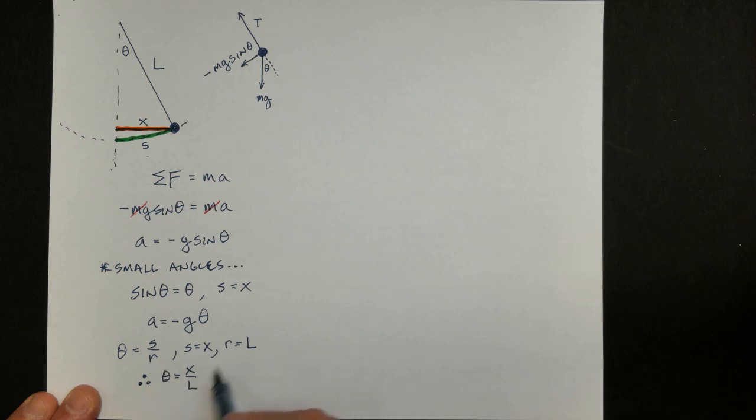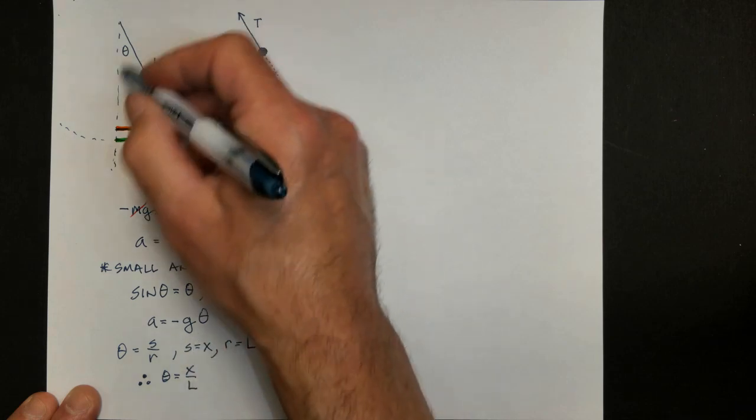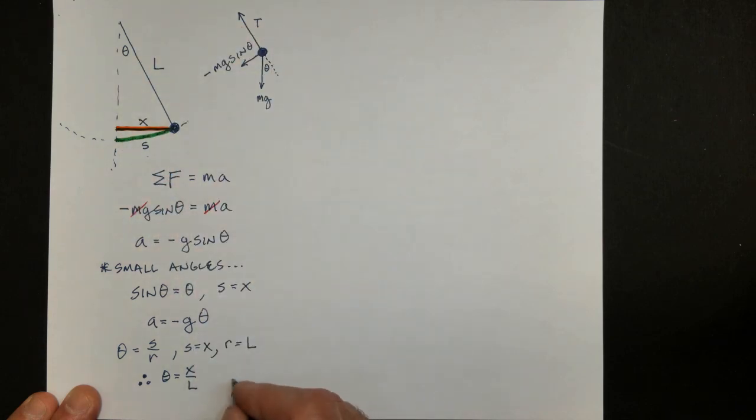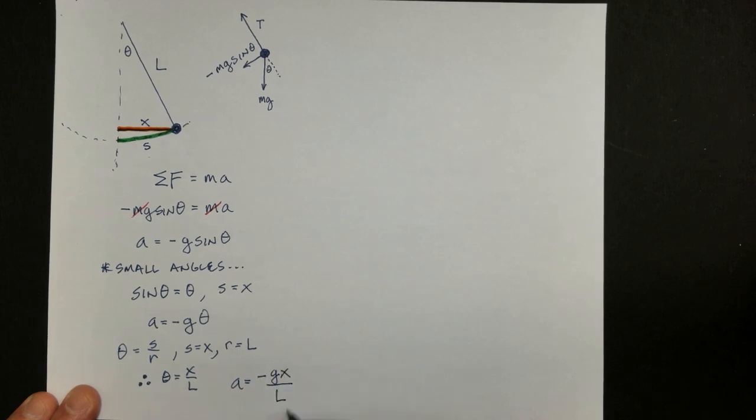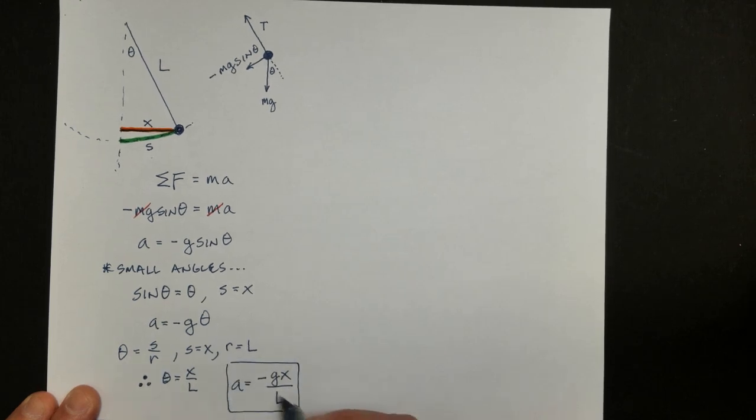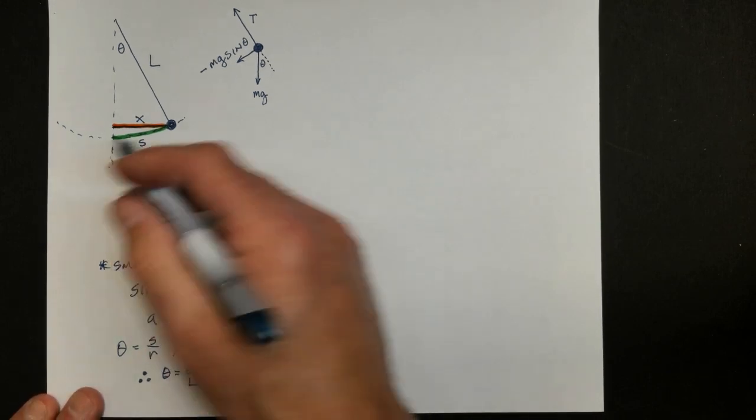Because s over r is the same as x over L, and so now we can get this expression for acceleration in terms of everything that we have here, which would be acceleration is equal to negative g times x over L. And I'm going to put that in a little box because that's as far as we can go with F equals ma and looking at arc length.